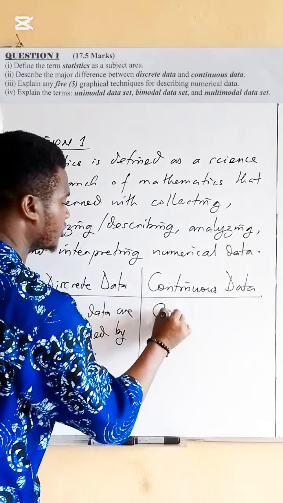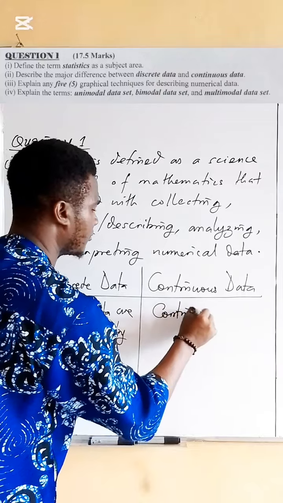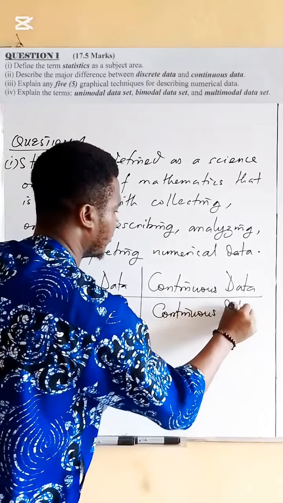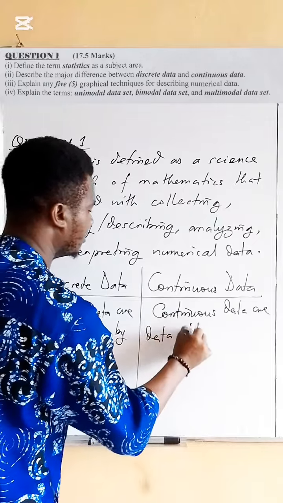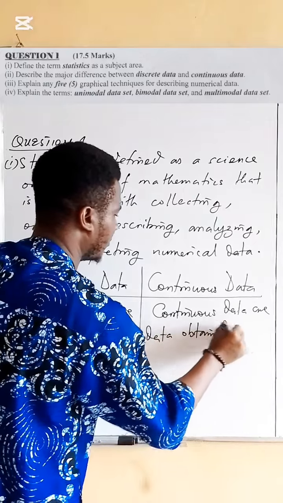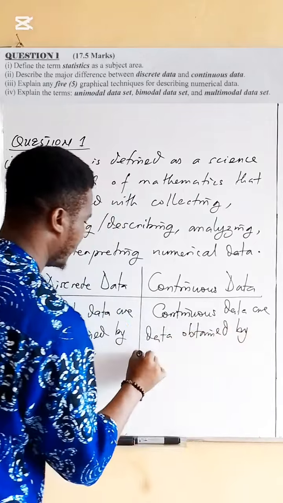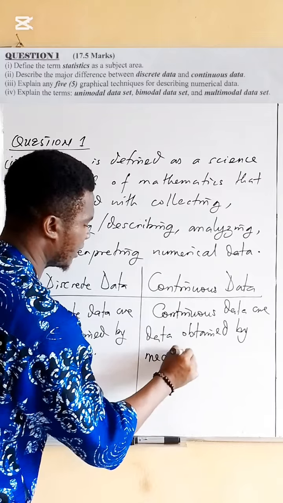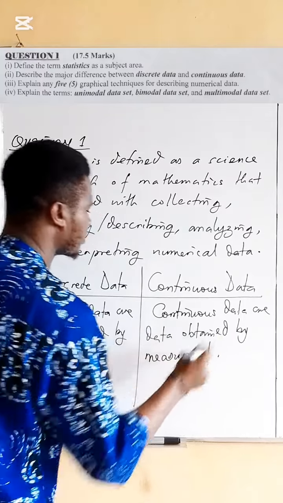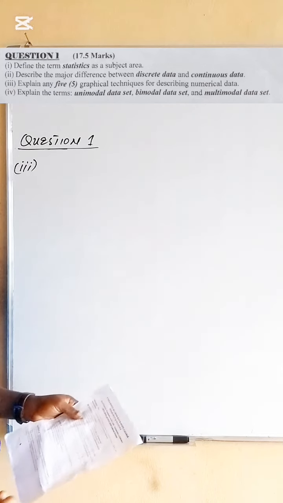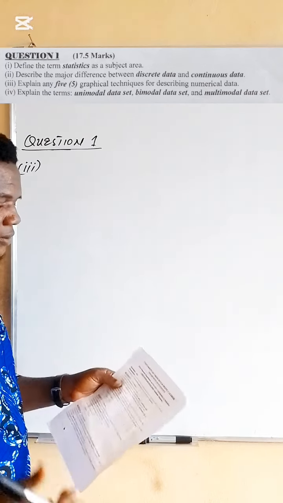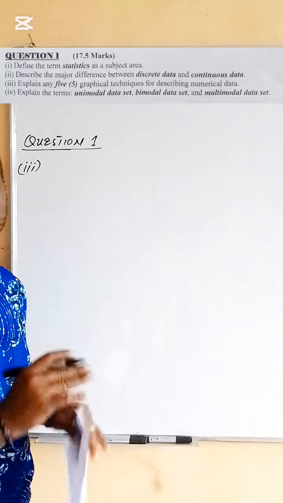However, continuous data are data obtained by measurement. And that answers this question. So let's go to question 3. It says, explain any 5 graphical techniques for describing numerical data.